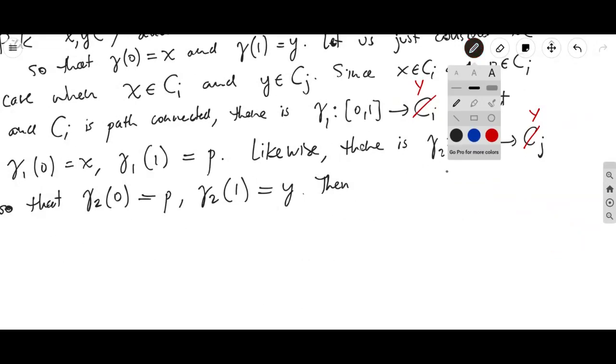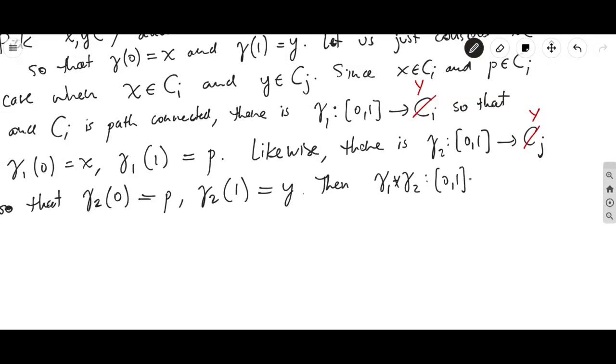So then if you juxtapose the paths together, this is juxtaposition, when you put the two paths together, you would have created a path from [0, 1] into Y, which is a path from X to Y. And that is what we wanted to show.